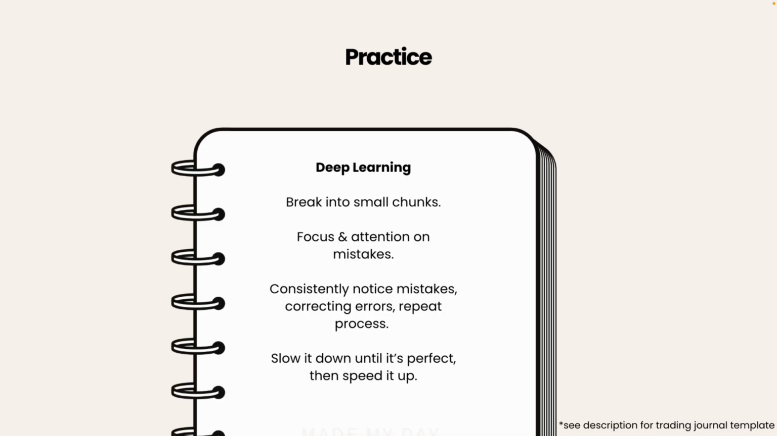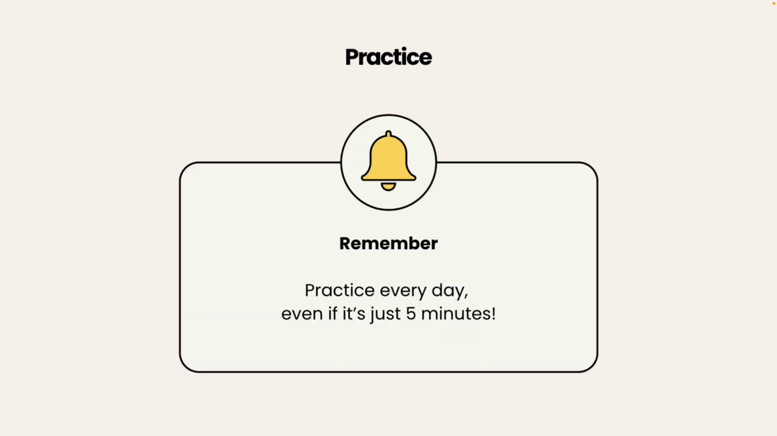A little brief overview of deep learning is that we want to break it into small chunks. We want focus and attention on mistakes. We want to consistently notice mistakes, and we want to correct our errors and then repeat the process and slow it down until it's perfect, then speed it up. And remember, practice every single day, even if it's just 5 minutes a day.